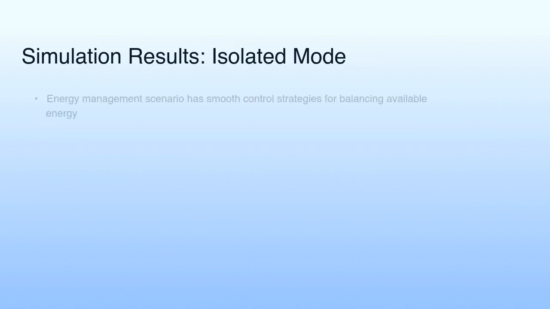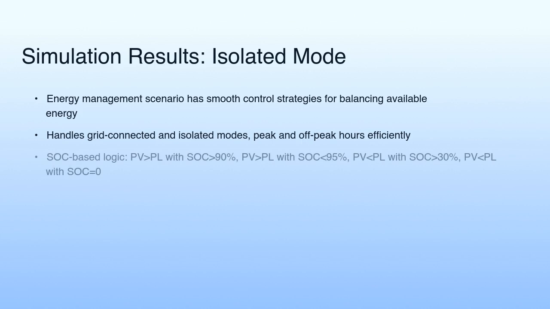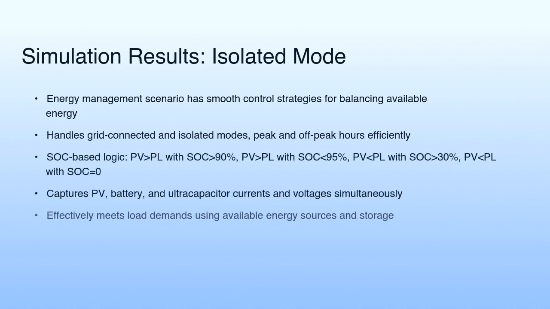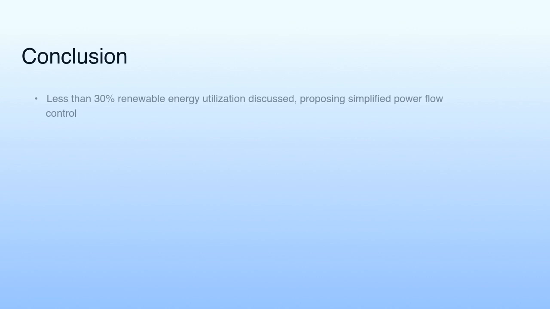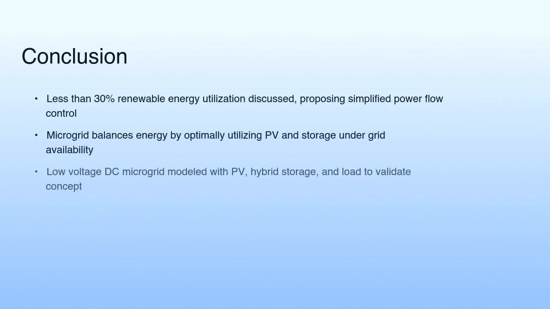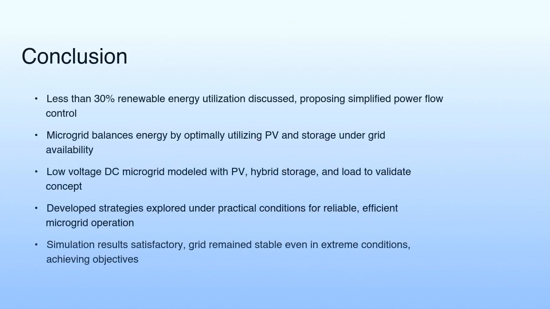In isolated mode, the energy management scenario employs smooth control strategies for balancing available energy, handling both grid-connected and isolated modes efficiently, based on the state of charge of the battery and the relationship between PV output and load. The simulation results demonstrate the successful implementation of the proposed energy management strategies, achieving reliable and efficient microgrid operation by optimally utilizing photovoltaics and storage under various grid conditions.